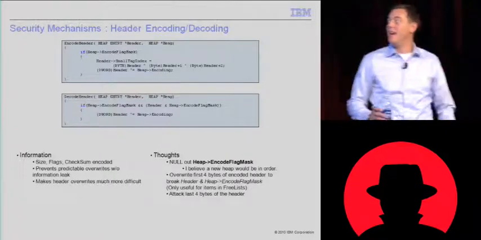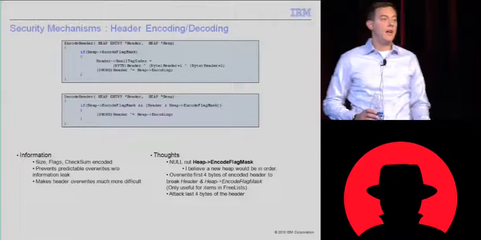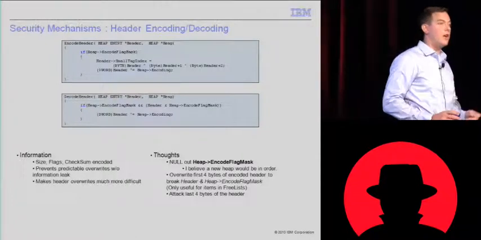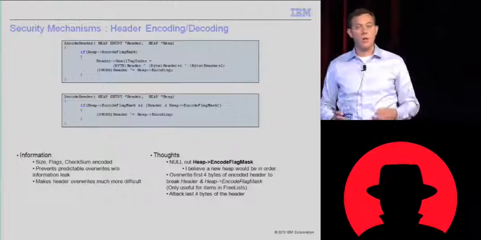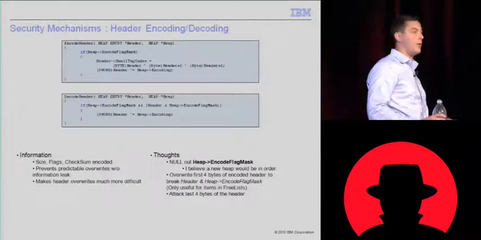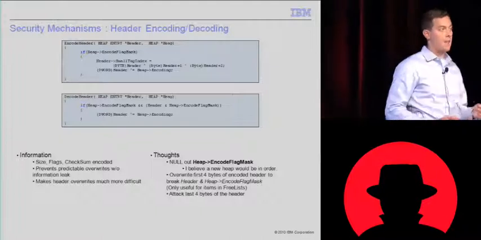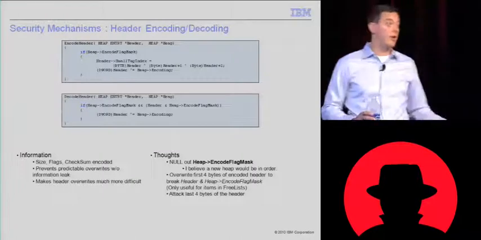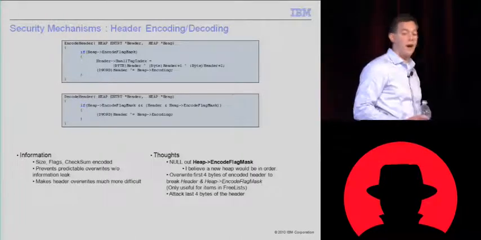Lastly, for this one, you see that the header is ANDed with encode flag masks. That ensures that this chunk that you're getting was once encoded. But if you can overwrite the 4 bytes of encoded information and make sure that returns false, it won't decode the chunk. It will treat it as an unencoded chunk.